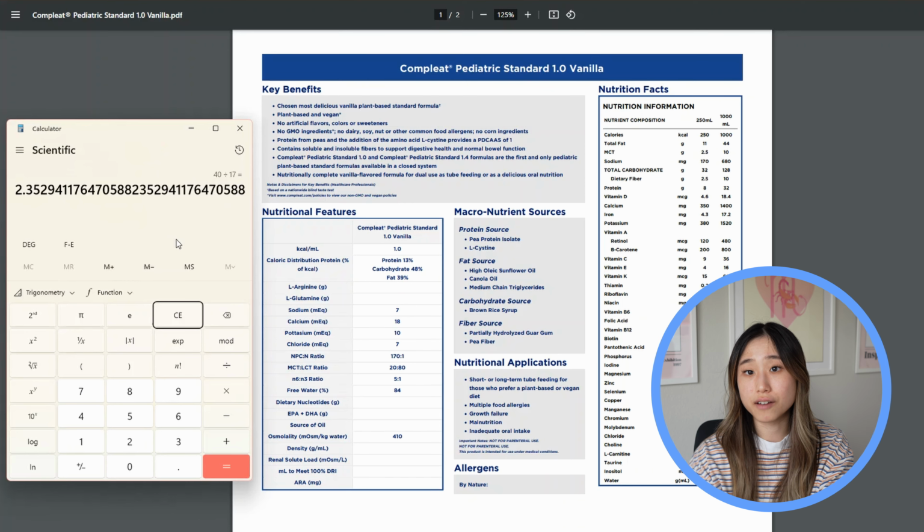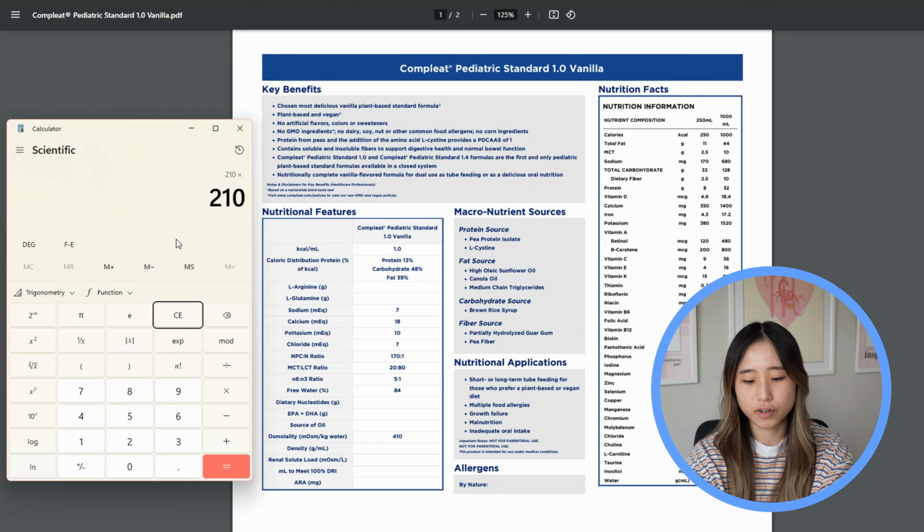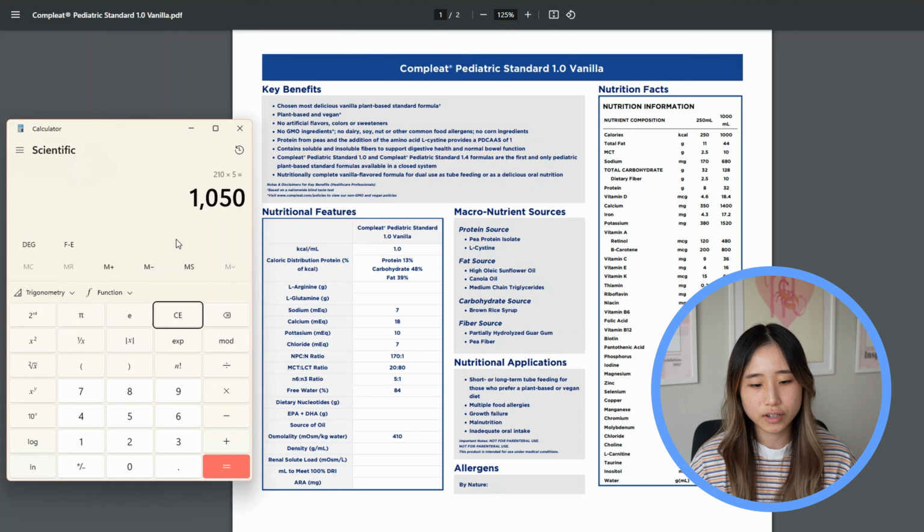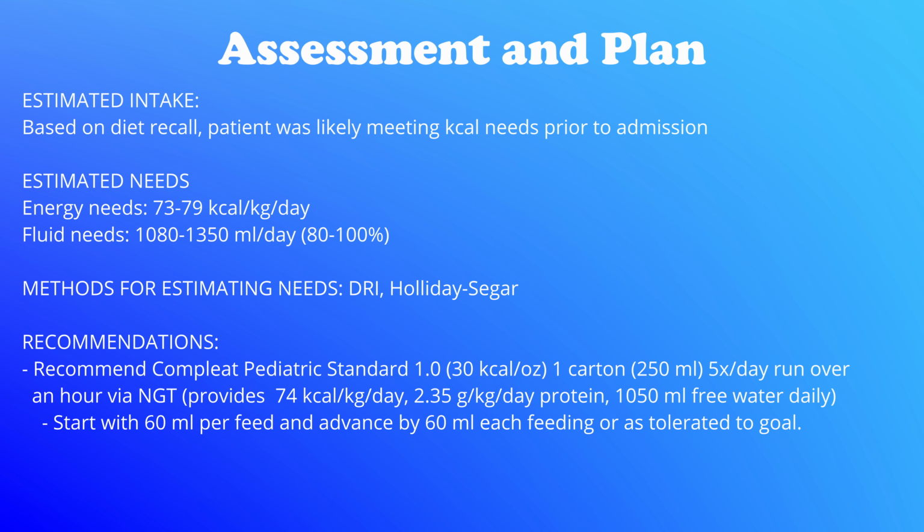And then in terms of fluid needs, each carton has 210 mLs of free water in it, so 5 cartons is going to give you 1050 mLs of free water. In terms of starting the feeds and initiating them, like I said earlier, I typically start with 1/4 to 1/3 of the total goal volume. So for him, we can start with 60 mLs and then advance by 60 mLs every feed until goal. So he would get to the goal within the first 24 hours of starting enteral nutrition.